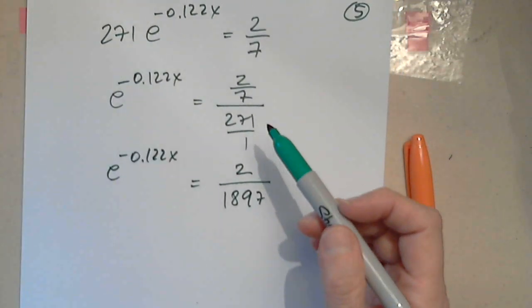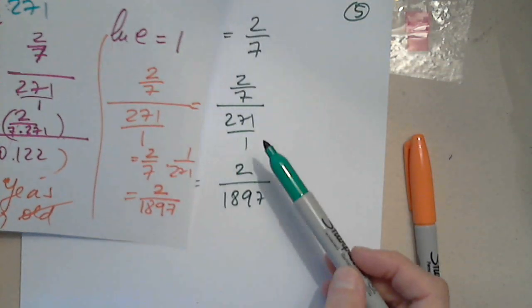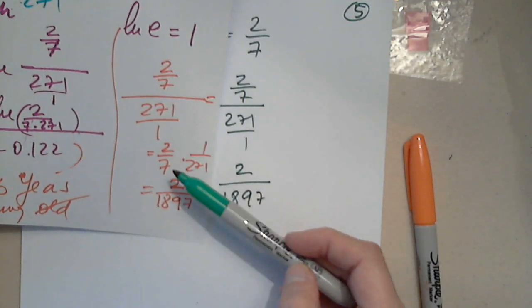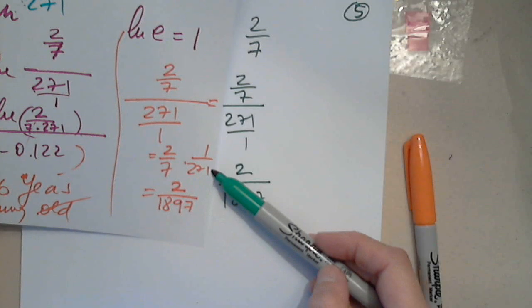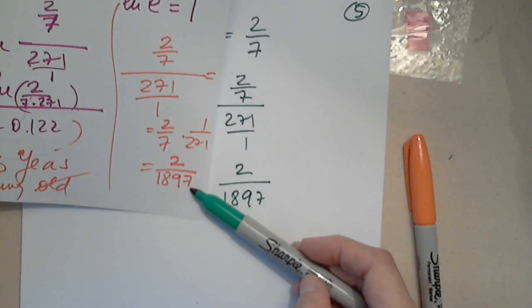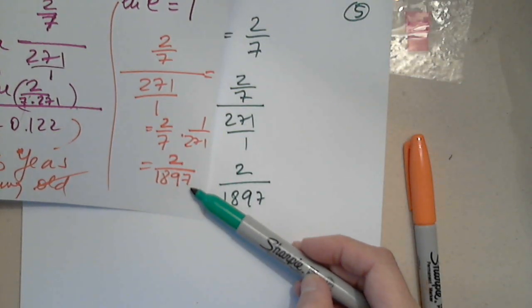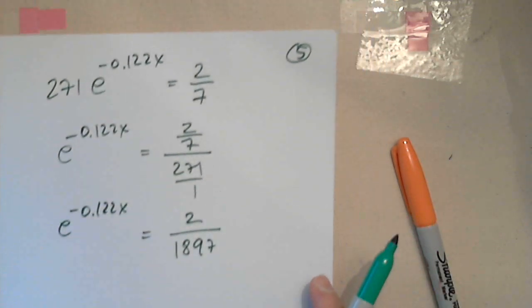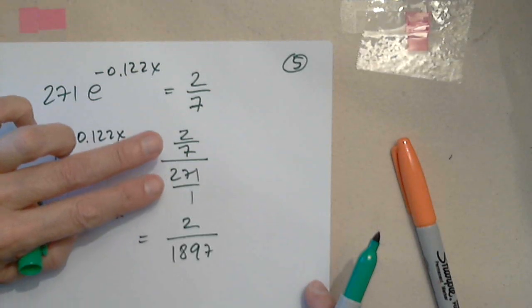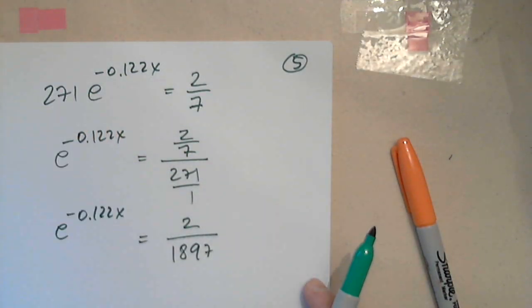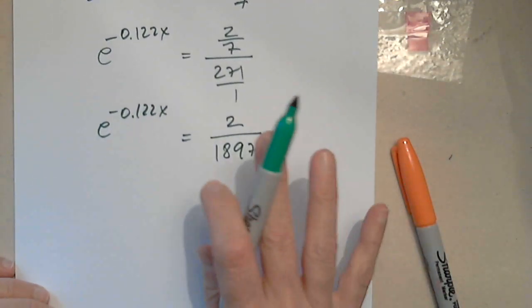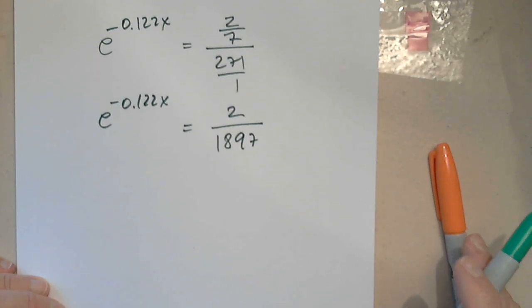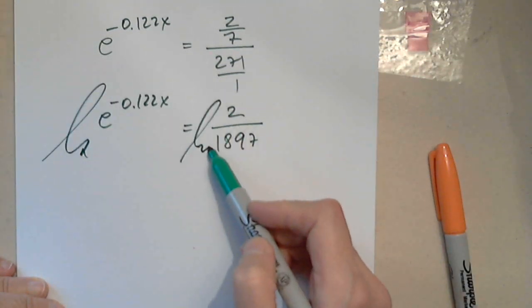When I divide 2 over 7 by 271 over 1, I copy 2 over 7, I flip 1 over 271, and I get this. Okay. Is that because when you divide two fractions, you're really multiplying by the reciprocal? Yes. Yes. Okay. Is this okay so far? Yeah. So now we apply natural log to both sides.